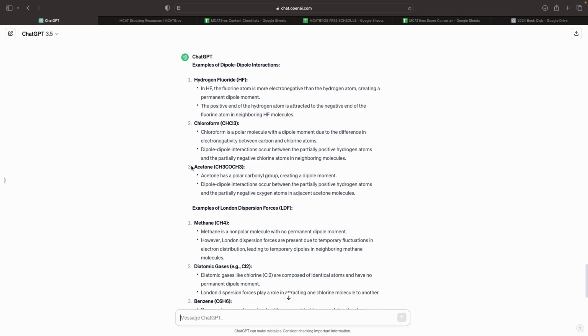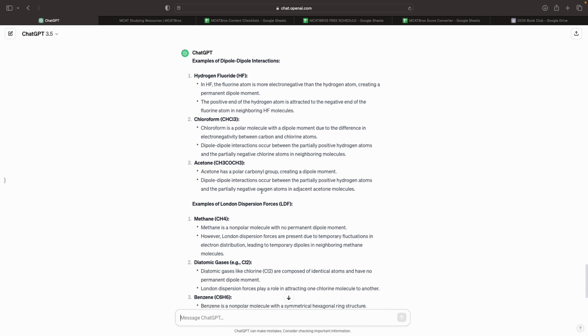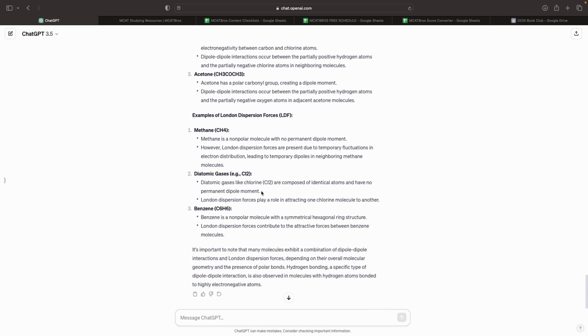Interestingly, we also have acetone, with attraction between the positive hydrogen atoms and the partially negative oxygen atoms. And then we have LDF, like methane. Methane is a nonpolar molecule with no permanent dipole moment. However, London dispersion forces are present due to temporary fluctuations in electron distribution, leading to temporary dipoles in neighboring methane molecules.